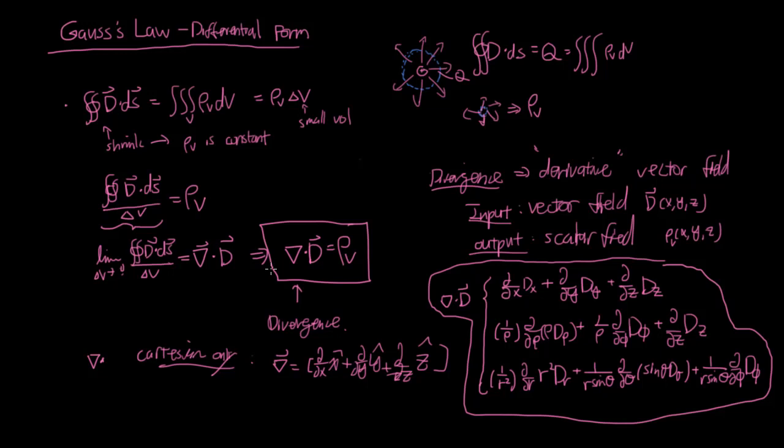Through this process, we came across the divergence operator, which has a pretty straightforward definition for the Cartesian form, but the way that you would implement this in the other coordinate systems is also given.